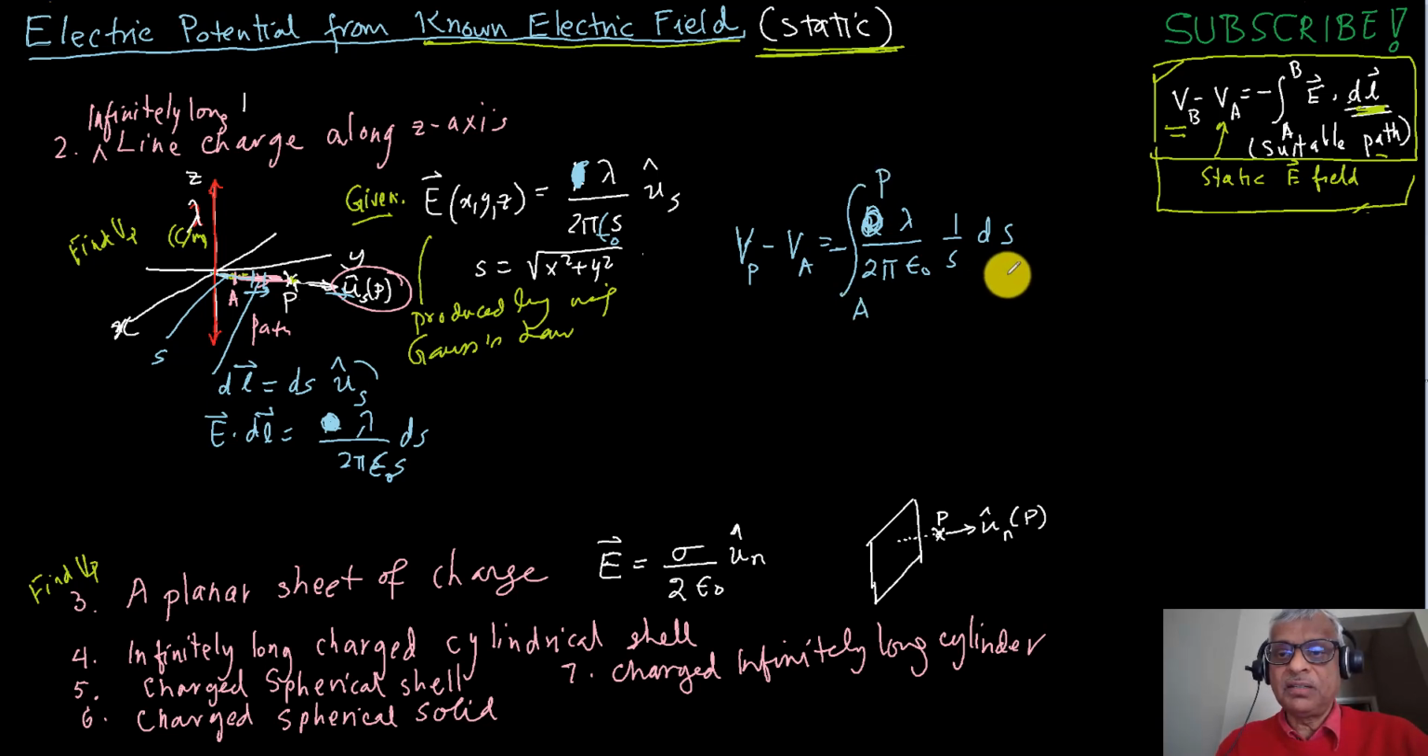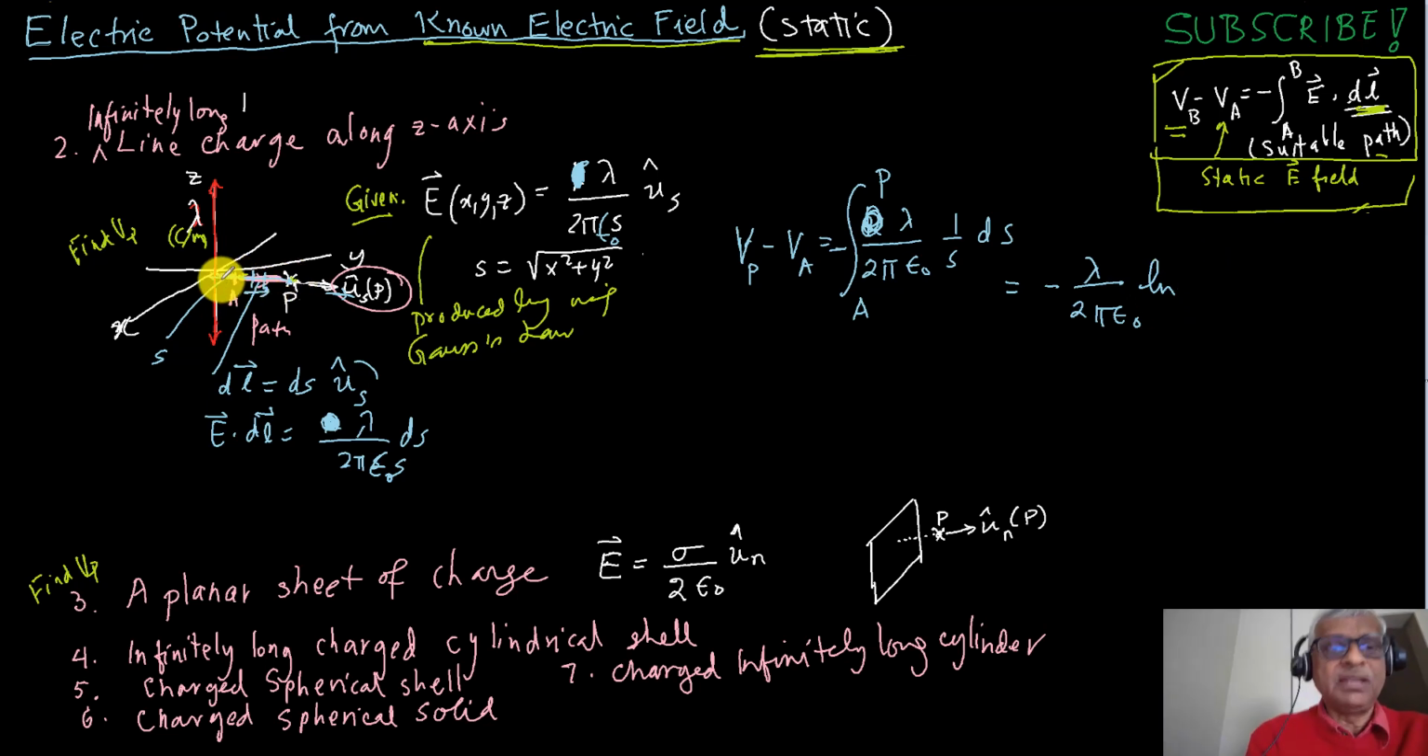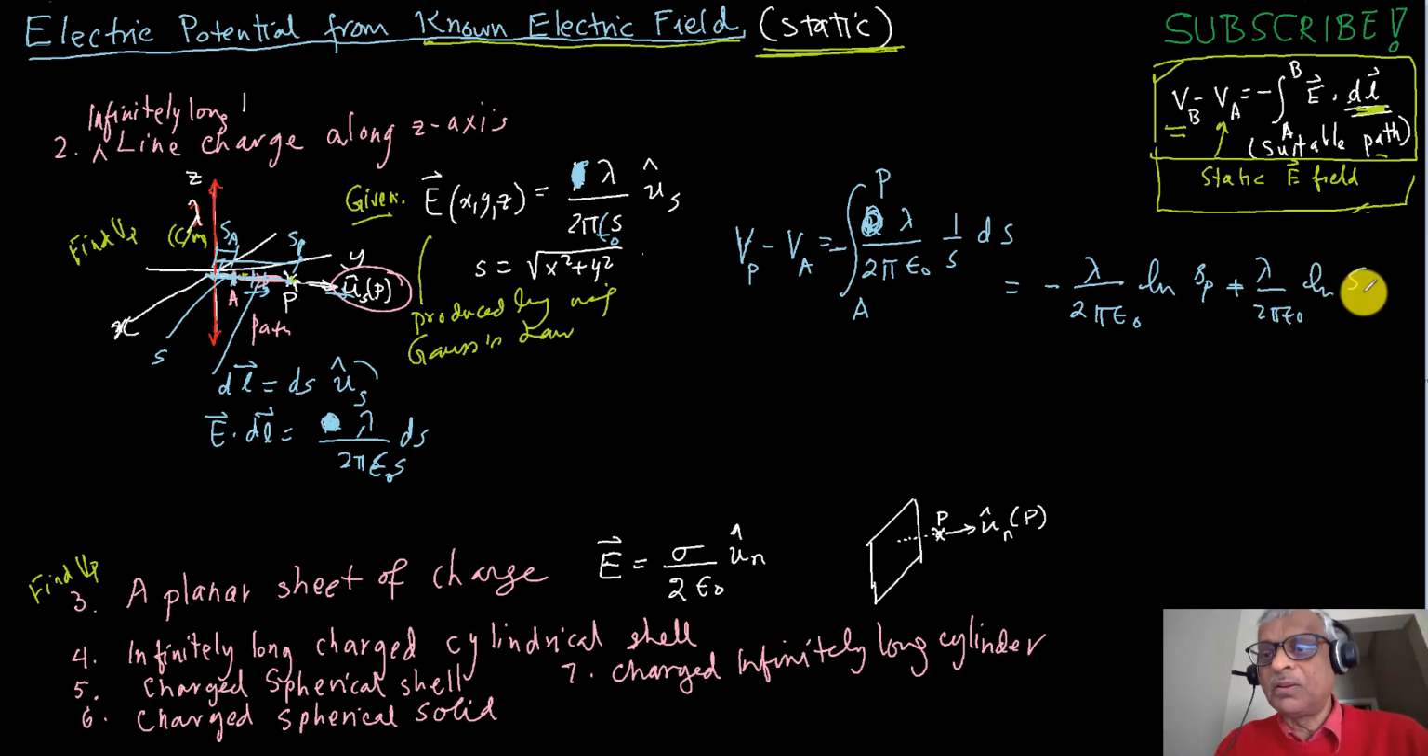So what do we get here? We are going to get minus lambda over 2 pi epsilon naught log s of p, where this distance from here is s of p and this distance from here is s of a, plus lambda over 2 pi epsilon naught log s of a, or log of s of p over s of a. You can combine these two logs, right?